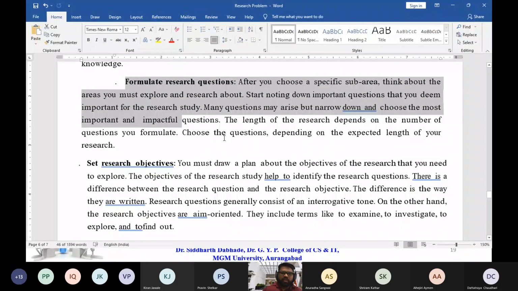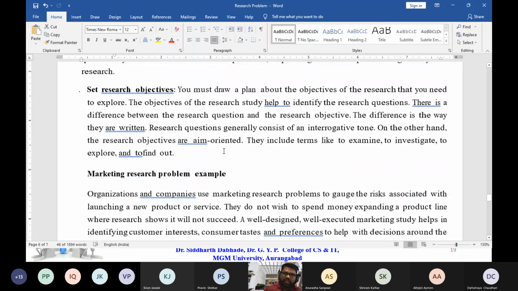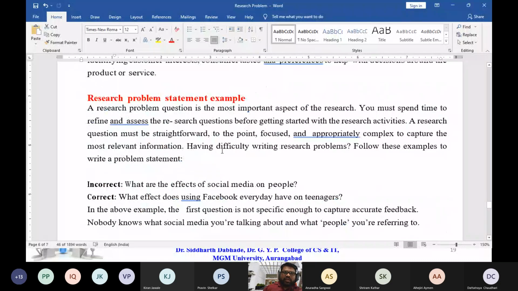Once your research problem has been formulated, on the basis of your research problem you need to set the research objective. Your research objective must draw the plan about your objectives. Whatever research problem you are going to explore in detail, on the basis of that you need to set the objectives: what are the steps, and what will be achieved after this research has been done. Then after that we need to create the problem statement.